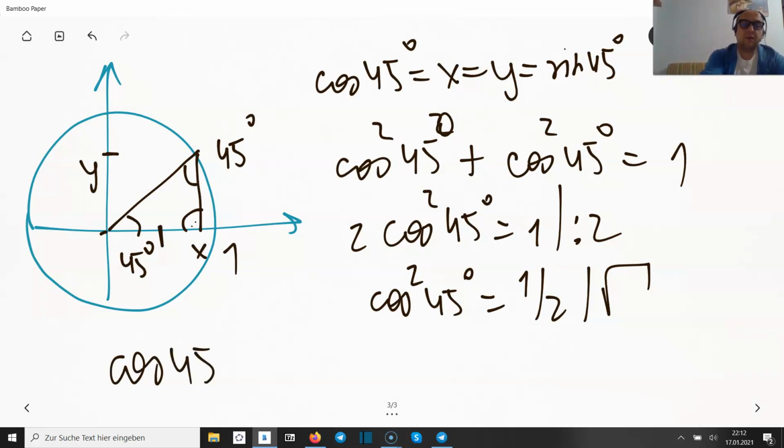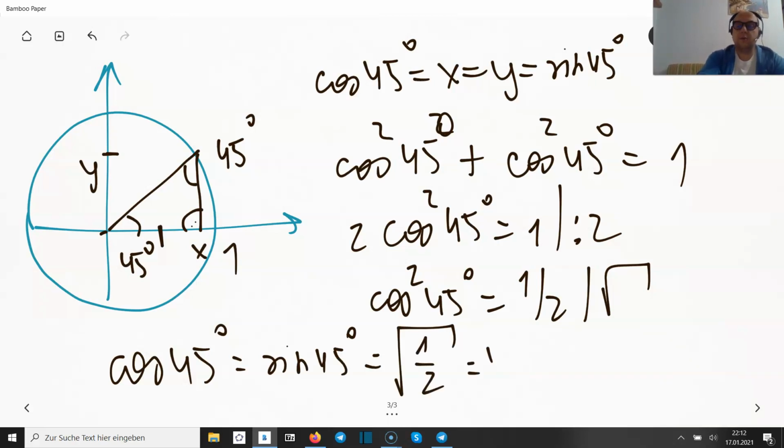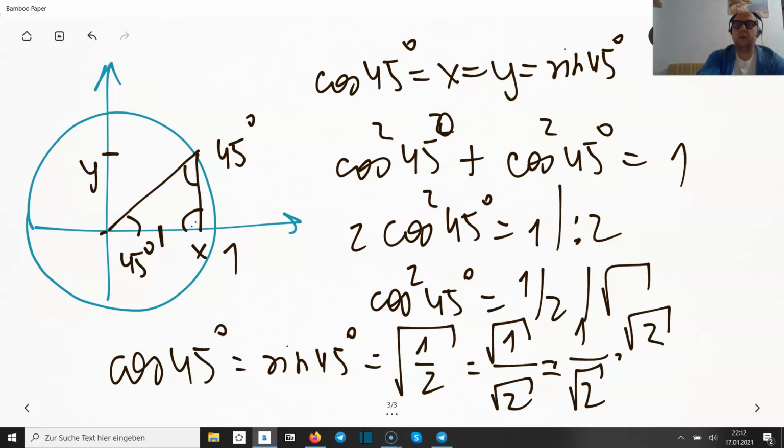So the cosine of 45 degrees is equal to the sine of 45 degrees. And this is the square root of 1 divided by 2. If you apply the power rules, you can write it as square root of 1 divided by square root of 2, which is 1 divided by square root of 2. And sometimes you see, maybe at school or at university, we want to have the denominator being rational, so we're just expanding this fraction. We're multiplying times 1, which we are rewriting as square root of 2 divided by square root of 2, and the result is square root of 2 divided by 2. So that's the sine and the cosine at 45 degrees.